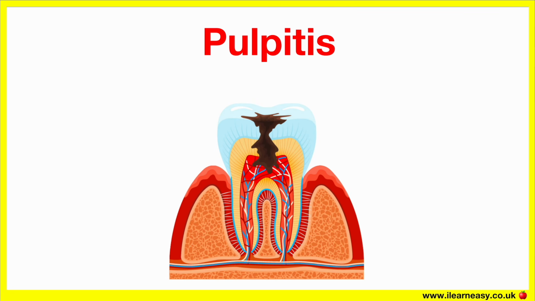Pulpitis. Pulpitis is the inflammation of the dental pulp. This is the soft tissue inside the tooth that contains nerves and blood vessels. Reversible pulpitis refers to mild inflammation of the pulp. The tooth can heal on its own if the cause is treated early.